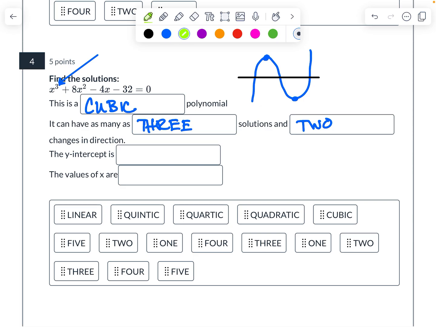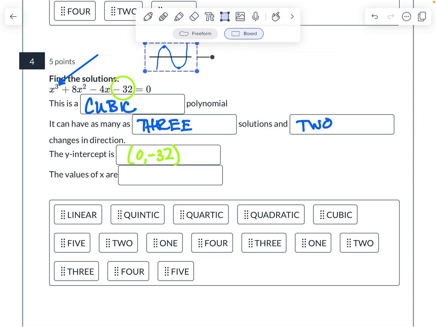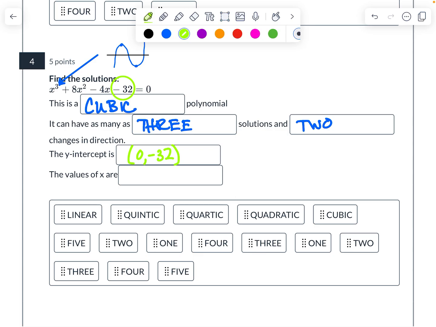Okay, this time we have a number at the end, which is negative 32. So the y-intercept is (0, negative 32). And we need to find the values of x. This one is also factorable. So I would probably, again, if it was me, I'd factor it. There's a chance you guys would prefer not to factor it. If I factored it, it's x to the third power plus 8x squared minus 4x minus 32 equals 0.